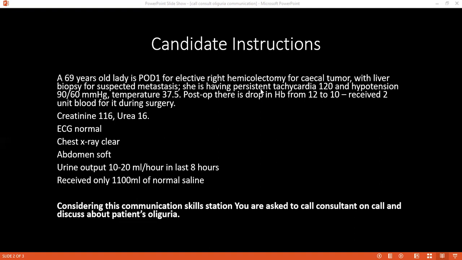If the high dependency unit is full, what would you do? I will search for a bed for the patient in ITU. No, you'll talk to the bed manager. You'll speak to the bed manager and try to arrange. Right.